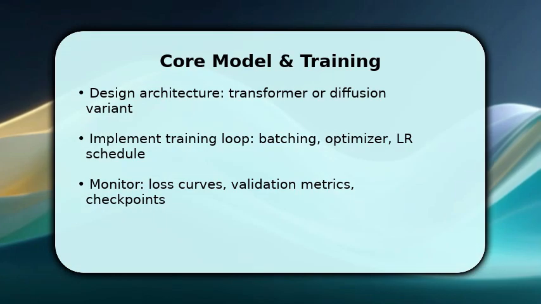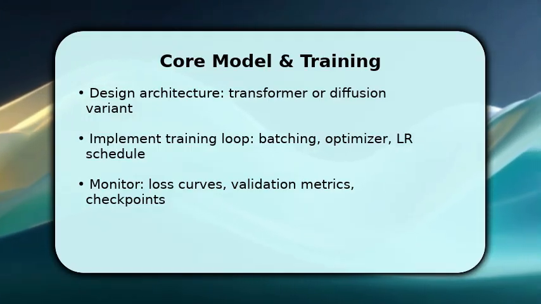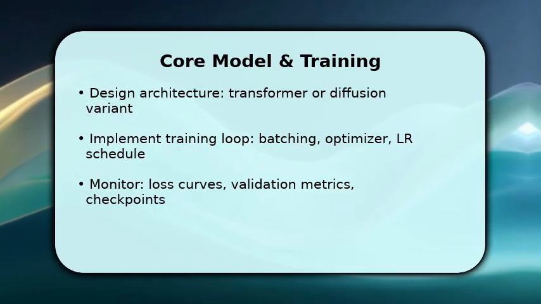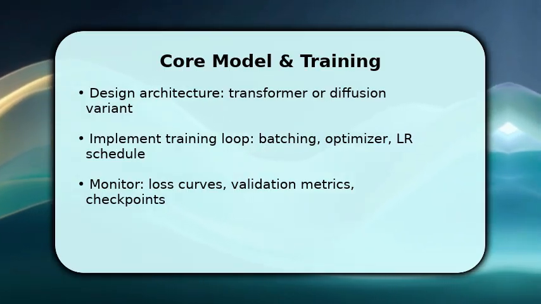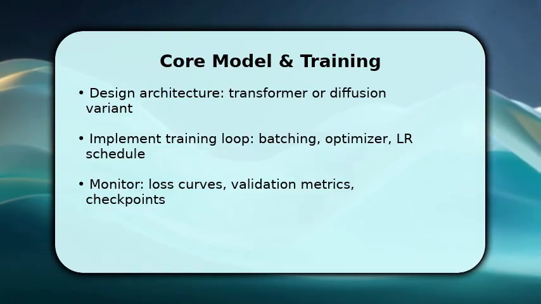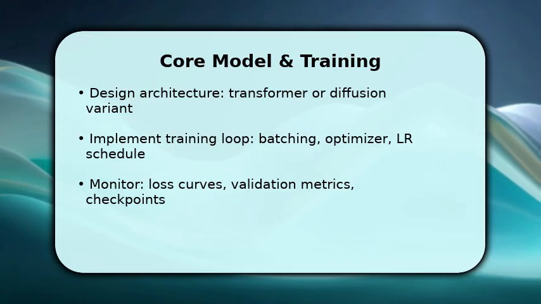Now you build the model and the training pipeline. Choose an architecture that matches your data modality and capacity requirements so training converges. Implement efficient data batching, mixed precision, gradient accumulation, and a robust optimizer with a learning rate schedule. Make sure to add validation steps and checkpointing to resume from interruptions.